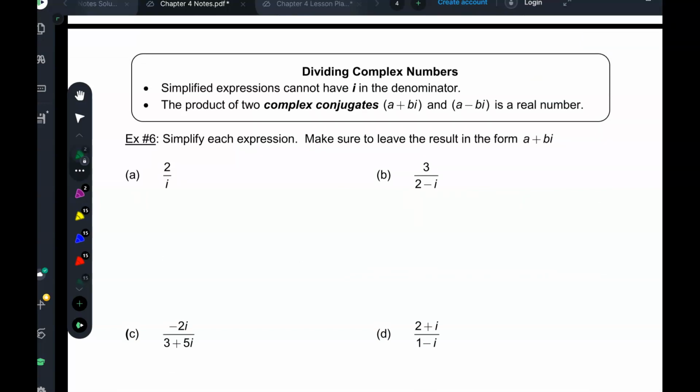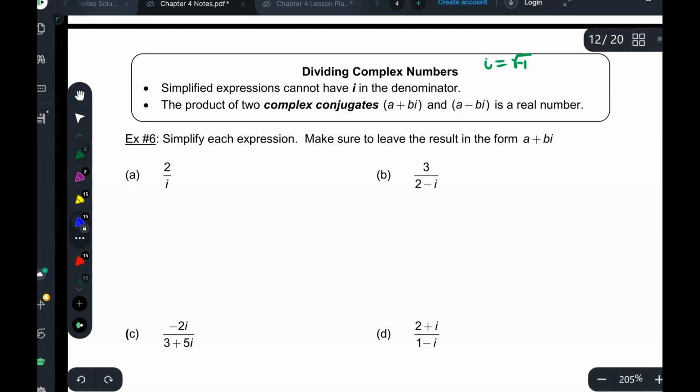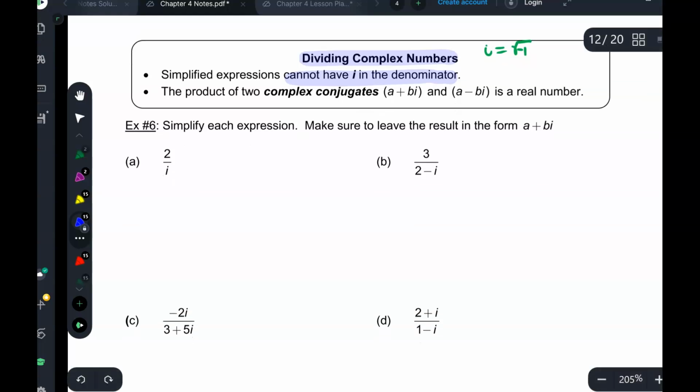Okay, last page, dividing complex numbers. So remember, what is i equal to? i is equal to the square root of negative 1. So one of our rules for writing numbers in the proper form is we can't have a square root in the denominator. All right, so we cannot have i in the denominator either because it's technically a square root. Okay? So I'm going to show you some ways to get rid of i. I'm going to jump down here to example 6a.